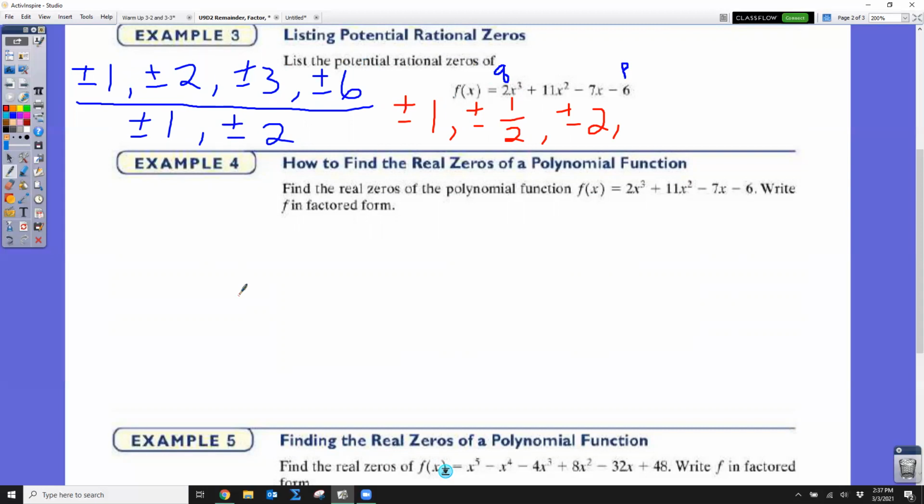We have 3, so plus or minus 3. And then 3 over 2, so plus or minus 3/2. And then the last one is 6 over 1, so positive or negative 6. And then 6 over 2 is 3, which we already have accounted for right here.